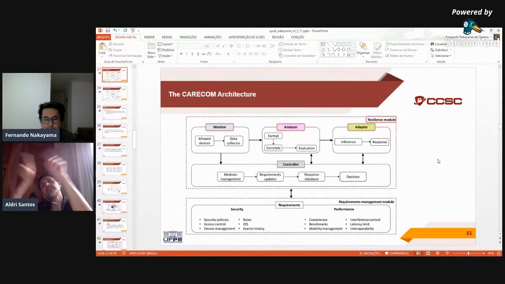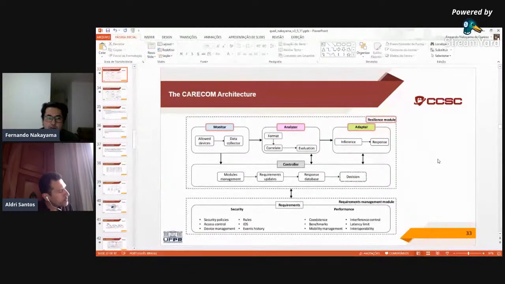Why did you decide on this design? Why not a different design? Because you discuss a lot about resilience, but we don't have much discussion about architecture design. Okay, maybe it's not so important for you.